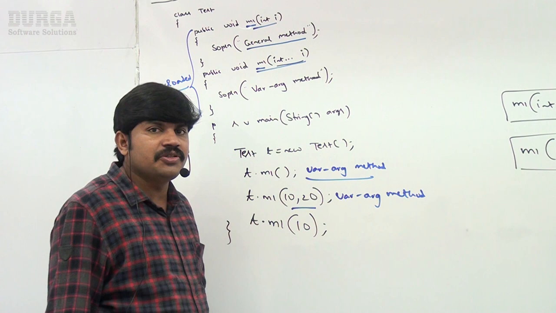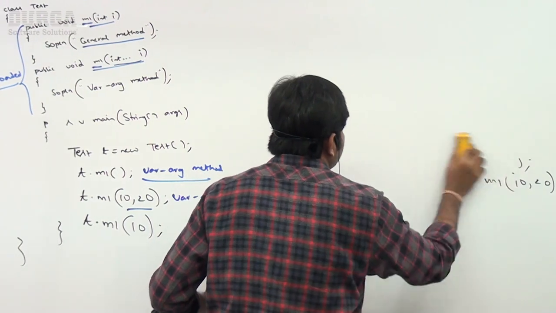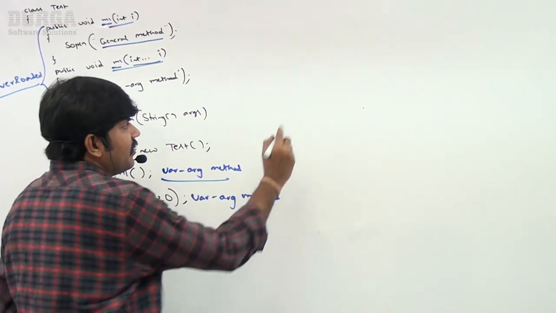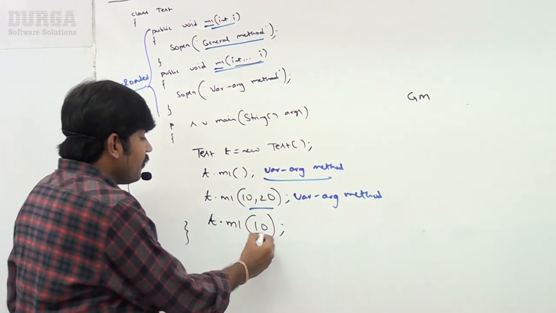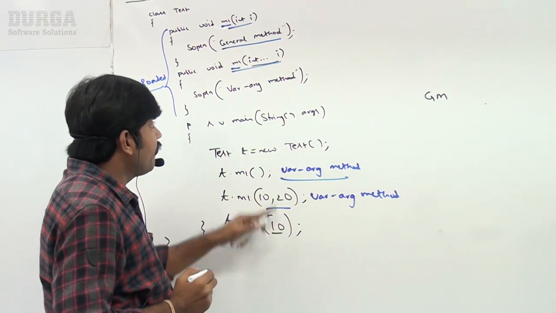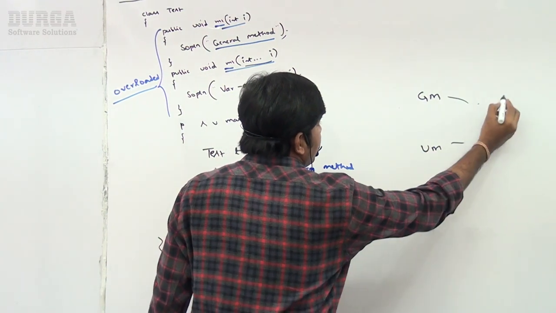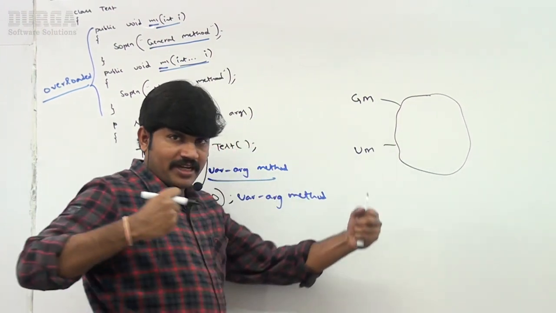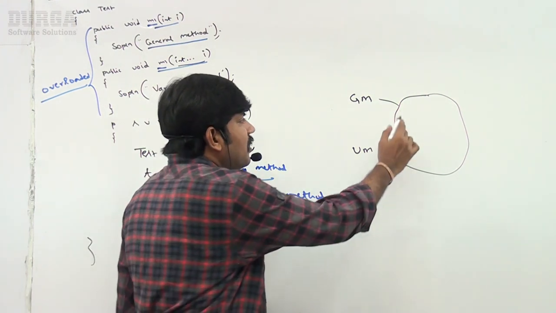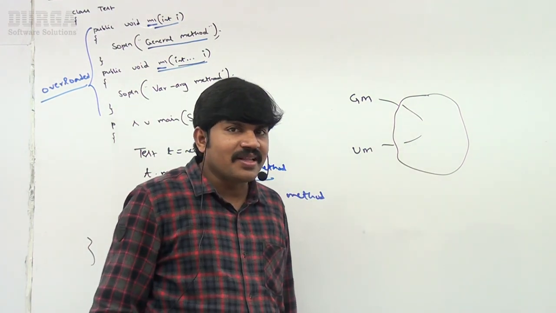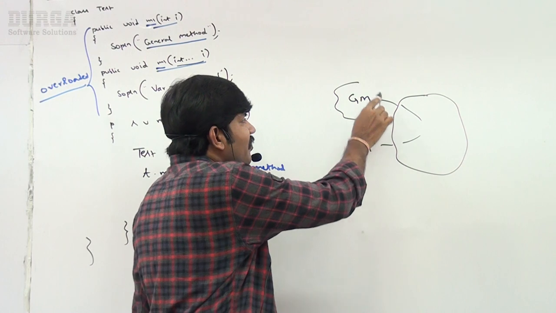Assume there are two members. The general method matched, even the varargs method also matched. Both the general method and the varargs method meet at some common place to fight, because both methods got the chance. So almost 1 hour they are going to fight. At last, who is going to win the race? The general method will get the chance.